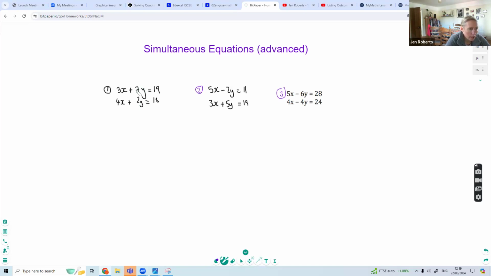So what's the lowest common multiple of 7 and 2? So the smallest number in the 7 times table and the 2 times table is 14. What do you times this 7 by to get 14? It's 2. So we're going to times all of the top by 2. What do you times this 2 by to get 14? It's 7. So we're going to times all the bottom by 7.